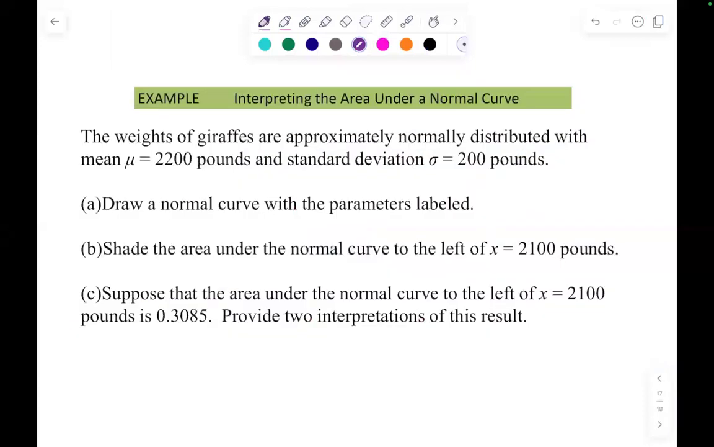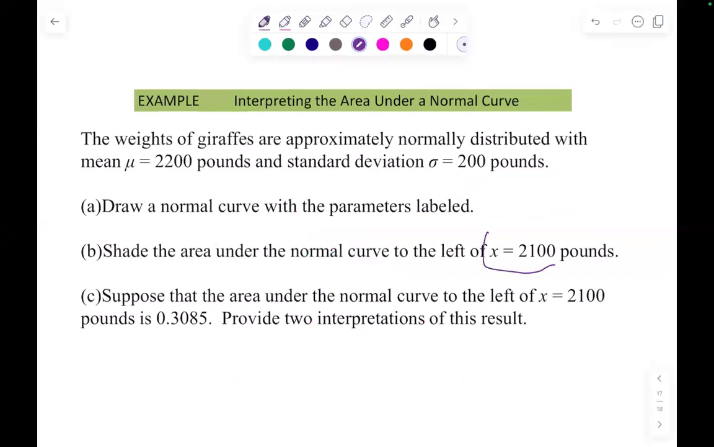So the weights of giraffes are approximately normally distributed with a mean of 2,200 pounds and a standard deviation of 200 pounds. We're going to draw a normal curve with this information. We're going to shade the curve to the left of 2,100 pounds. So we're going to take the 2,100 pounds and smaller, and look at the area of the curve under 2,100 pounds. The area that we are shading is 0.3085.